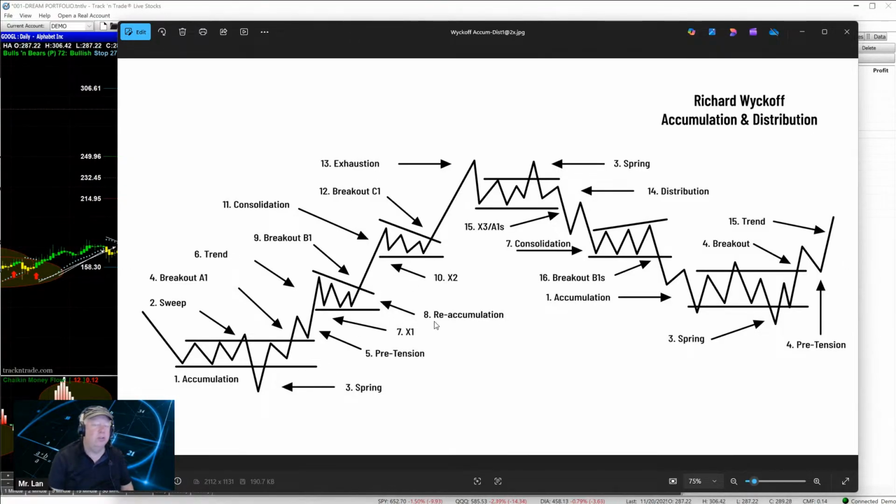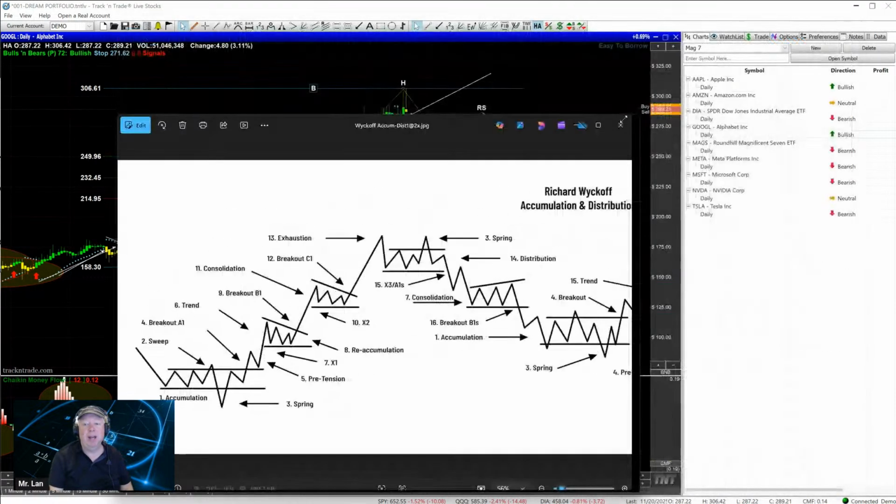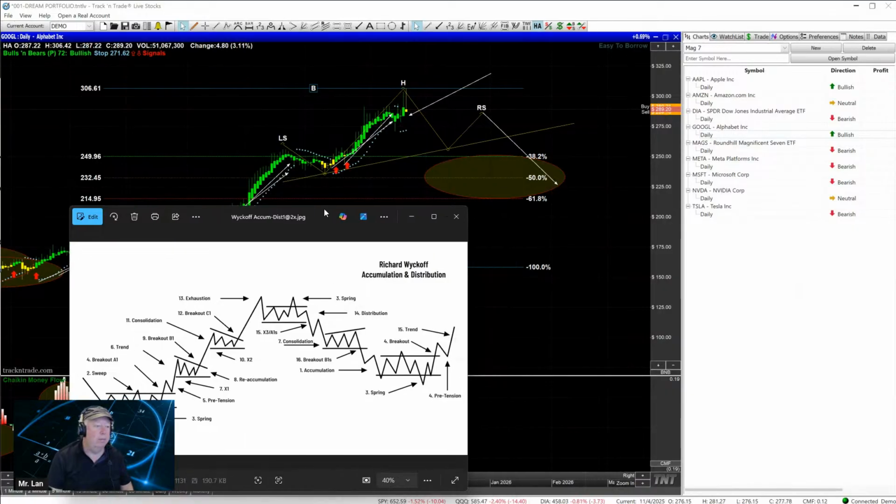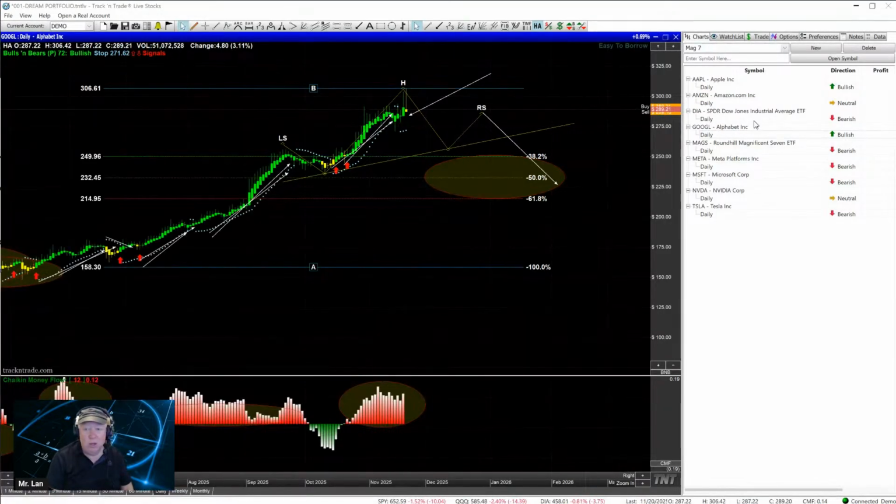This has nothing to do with Trump. It has nothing to do with Biden. It has nothing to do with the federal government. It has to do with banks and big hedge funds like BlackRock, Vanguard, State Street. They're the ones who do this, right? This is how they do it. So when you see these patterns, this is what you're looking for.